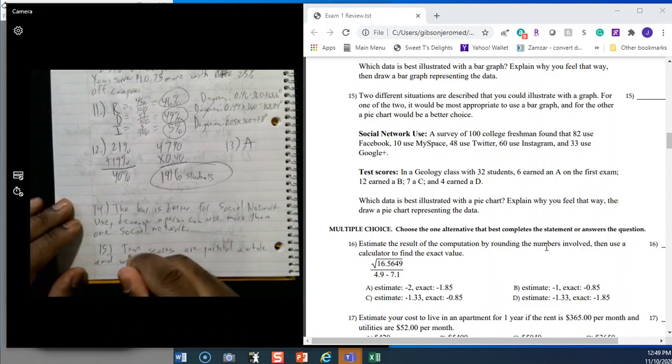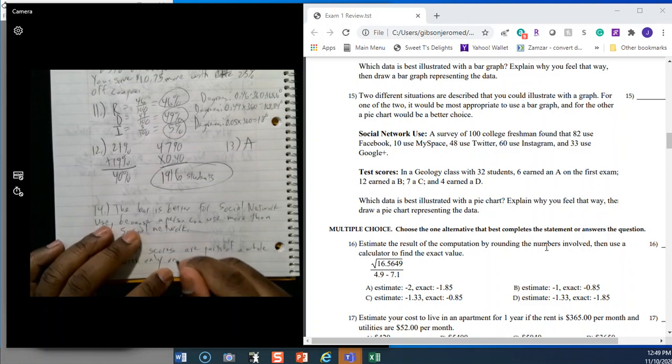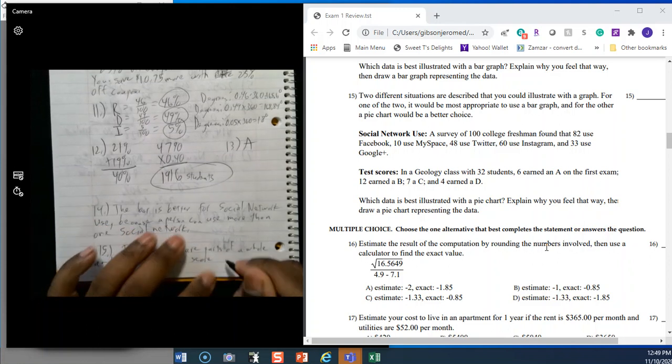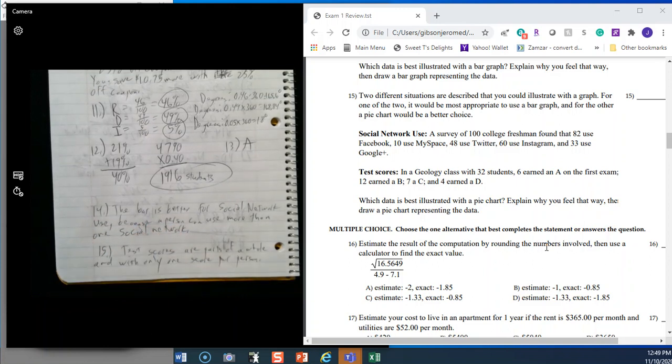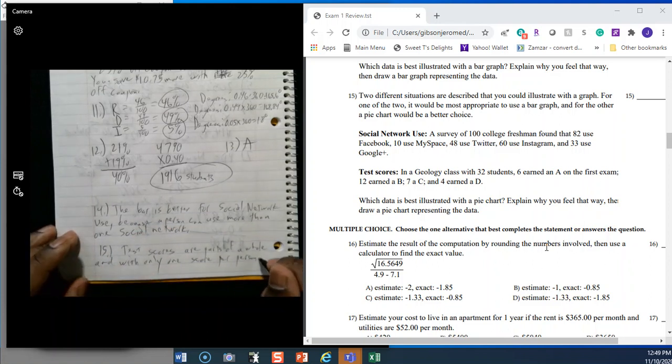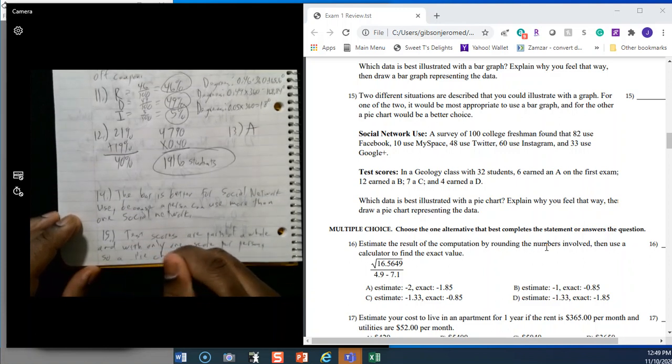and with only one score per person. So that would make it better for a pie chart. And I should put, so a pie chart is best.